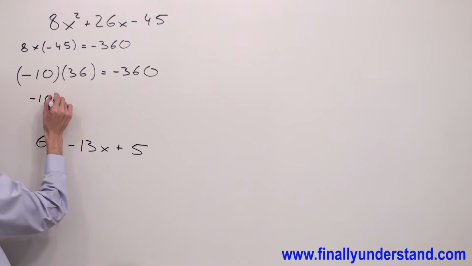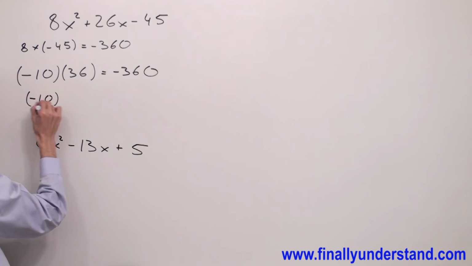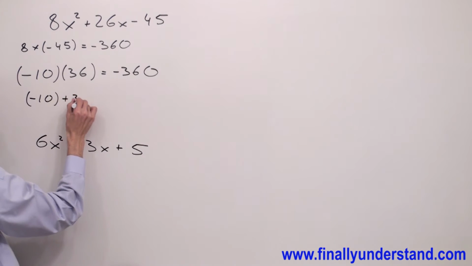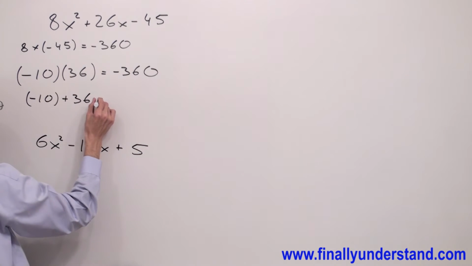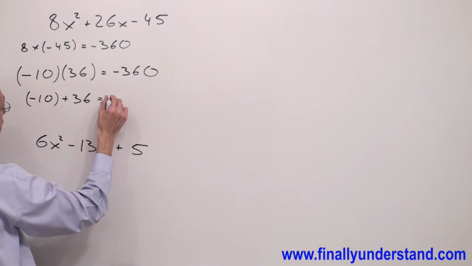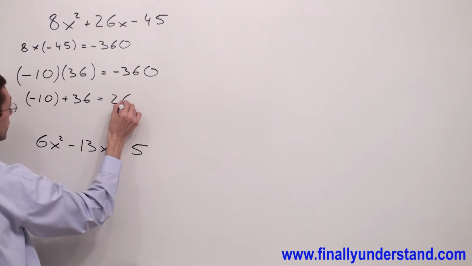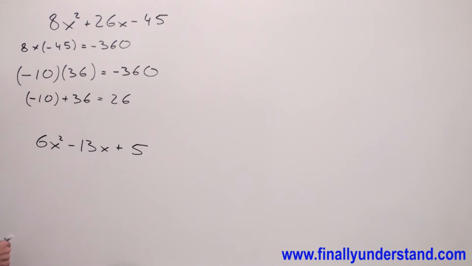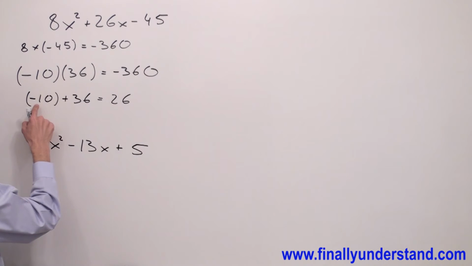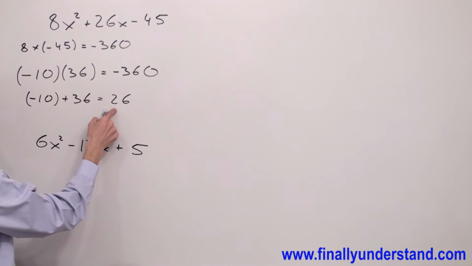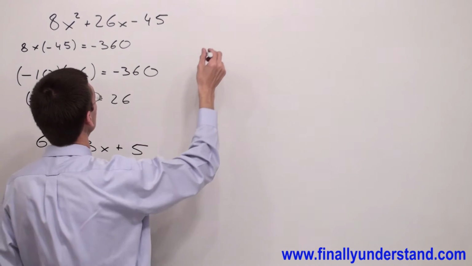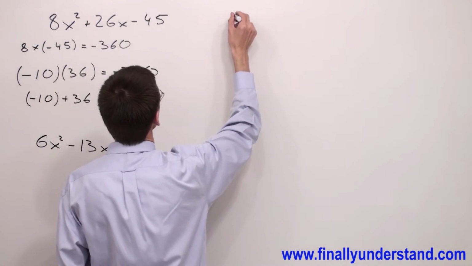Minus 10 plus 36 gives me 26. Okay? So what are we supposed to do next? We know that minus 10 plus 36 is equal to 26. That's why I'm going to rewrite this problem in a slightly different way.